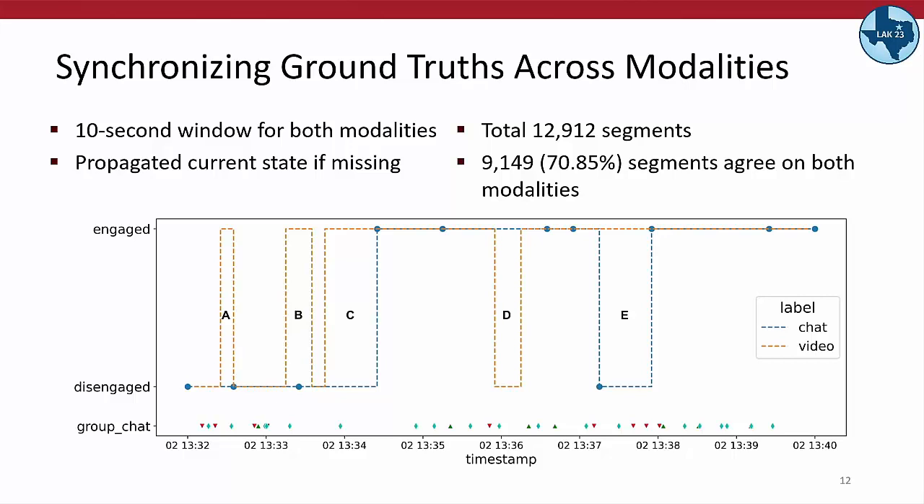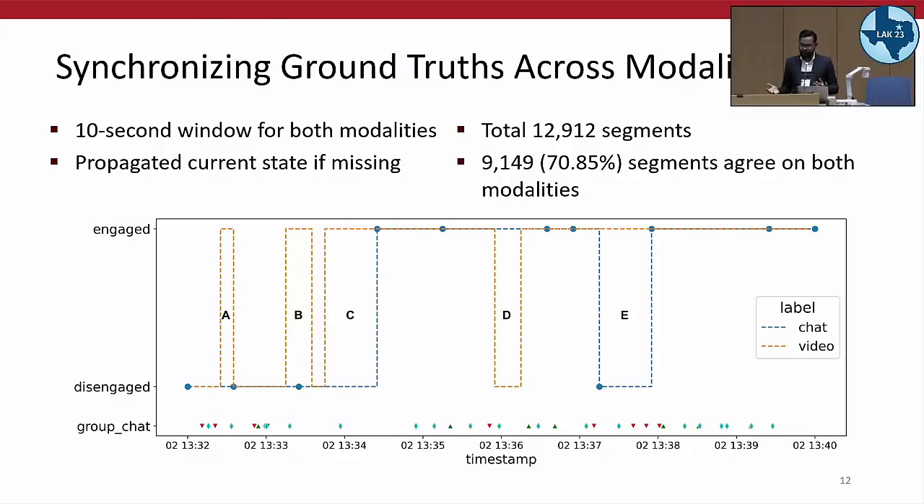Here is an example of a student going through the game-based learning environment, and the orange dotted line here shows the signals coming from the video-based modality of ground truths, and then the blue dotted line shows the signals coming from the chat-based ground truths modality. As we can see, not always these 2 different ground truth sets agree with each other. There are cases where they don't agree.